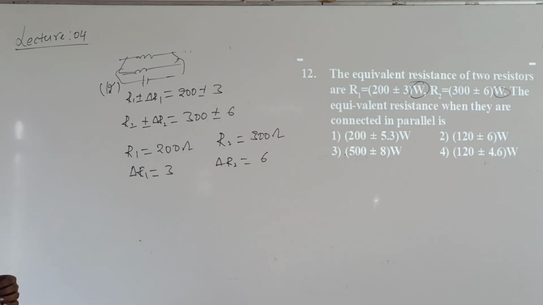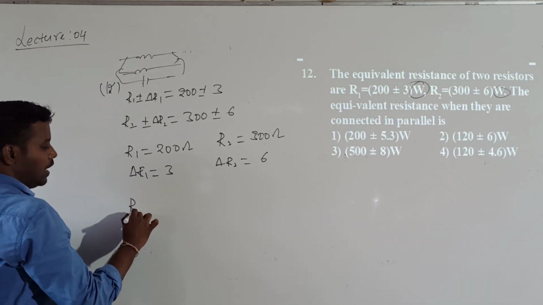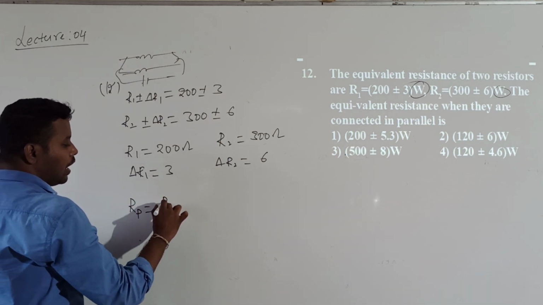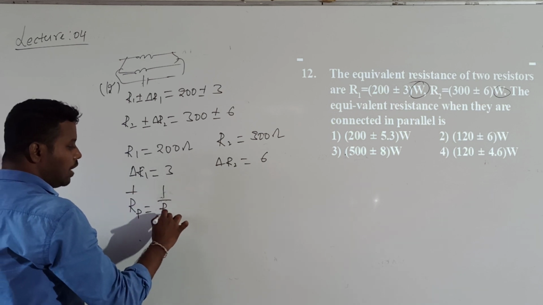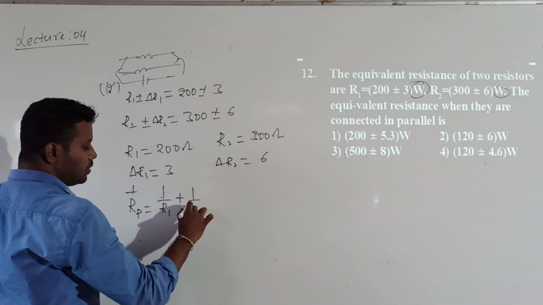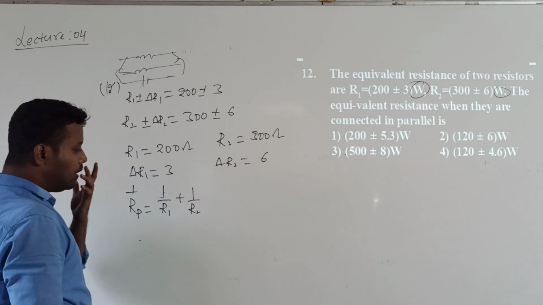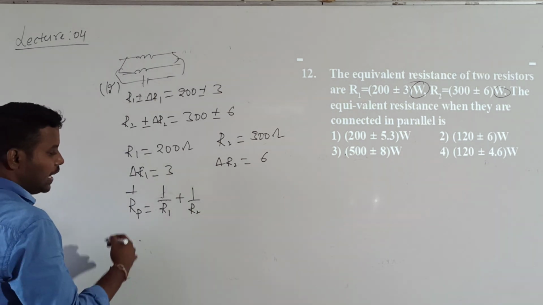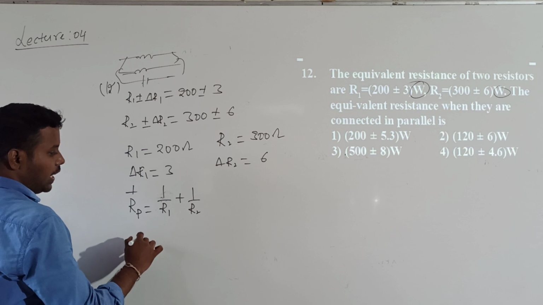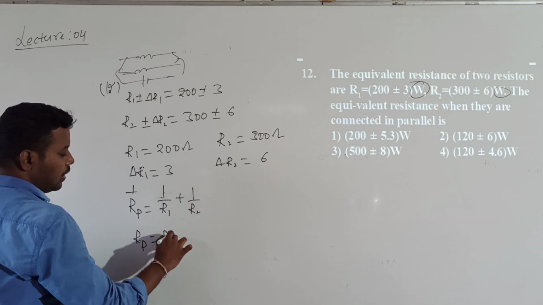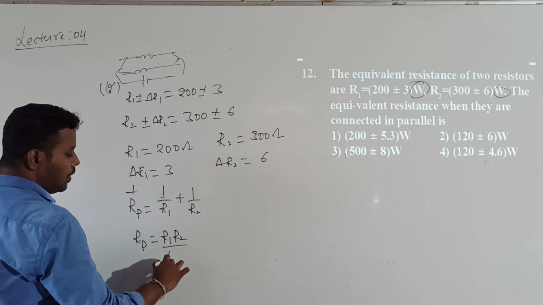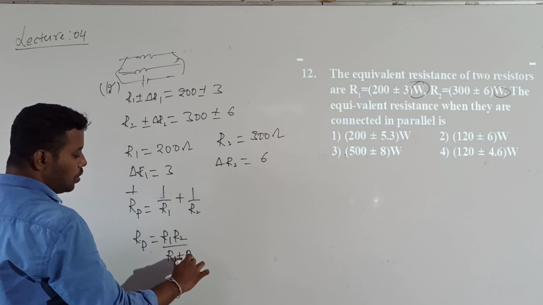So the equivalent resistance when they are connected in parallel. When they are connected in parallel, first, what is Rp? 1 by Rp is equal to 1 by R1 plus 1 by R2. Clear? So from this, what will I get? The Rp value is R1 into R2 by R1 plus R2.